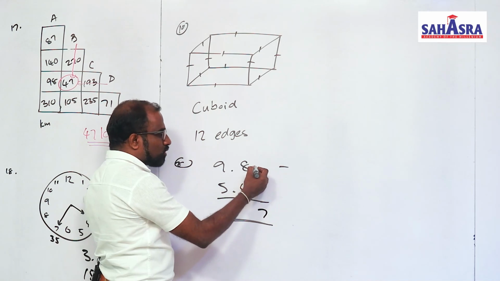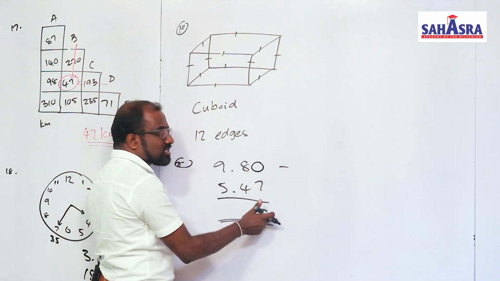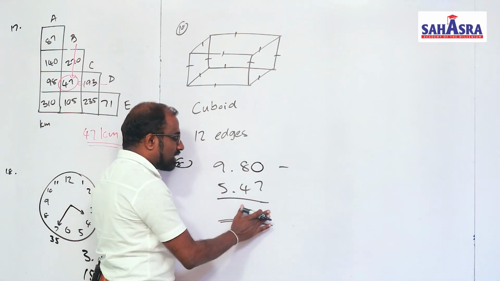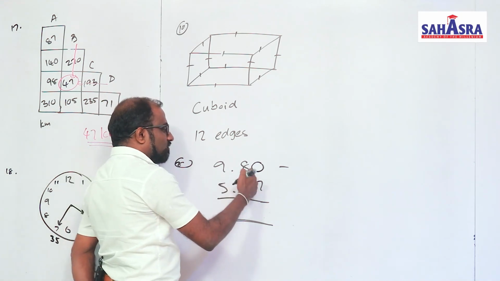So first thing you have to do, put a 0 here. Then 0 plus 7 is 7. Therefore in addition it is fine. But when it comes to subtraction it's wrong. So if you cannot subtract, take one from here.